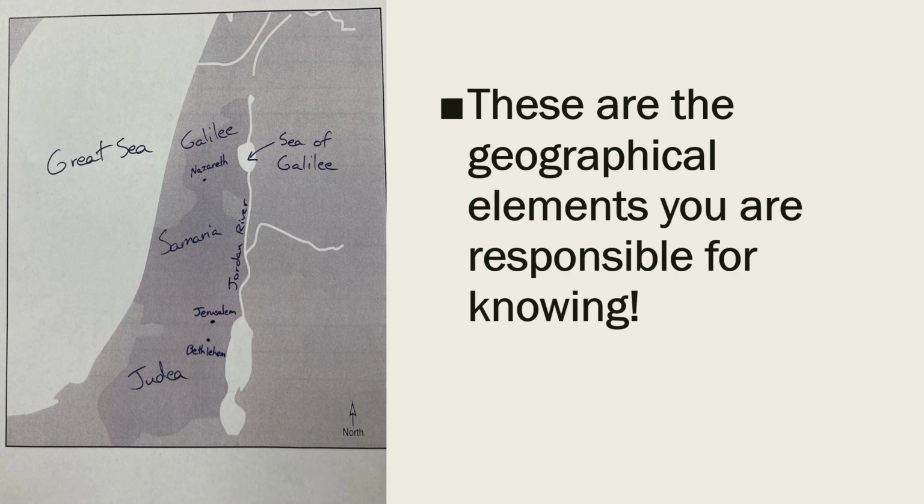All right, now here are the things that you might be asked to identify on your upcoming test. So I will give you a blank map, and I will ask you to label several of these elements. So you'll notice that the three regions are on here, right? The region of Galilee in the north, Samaria in the middle, Judea in the south.